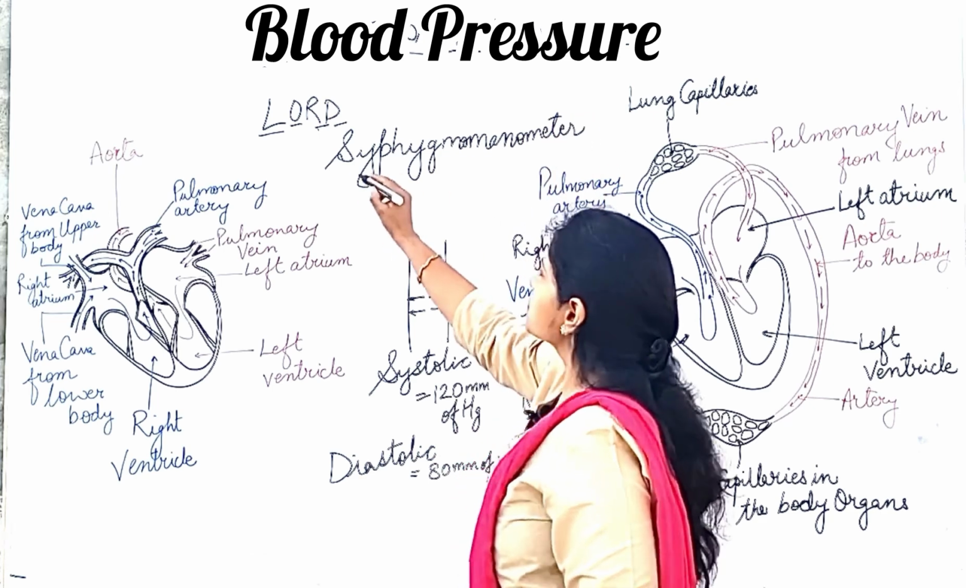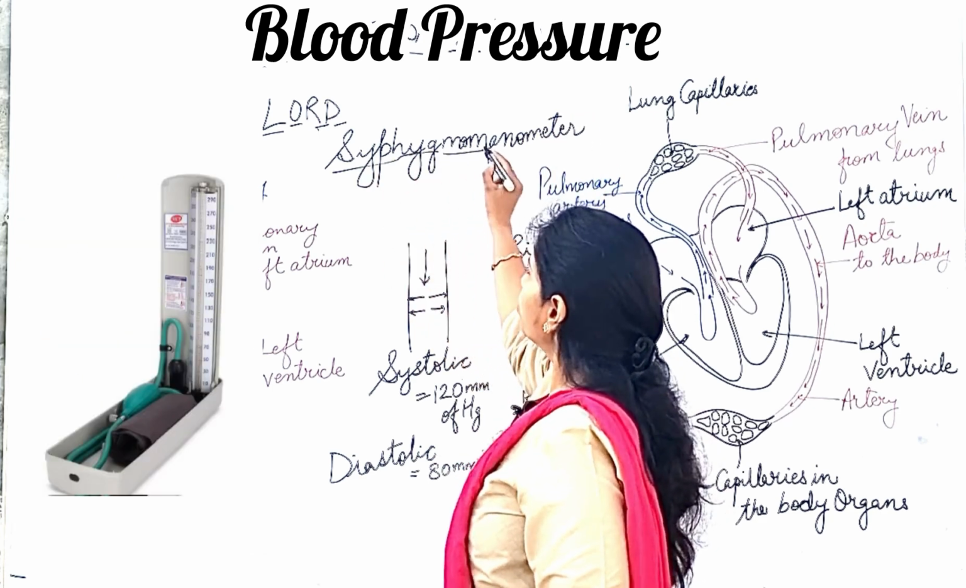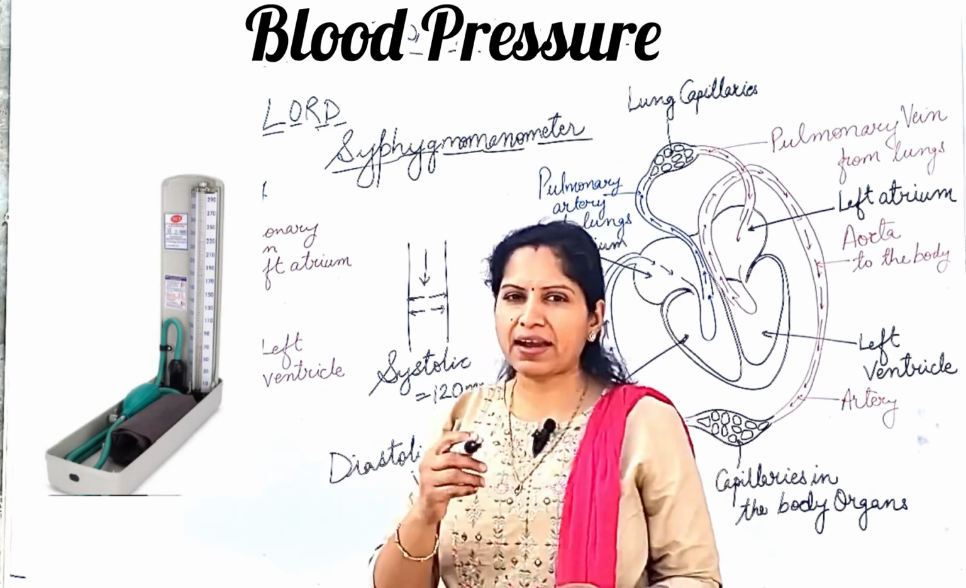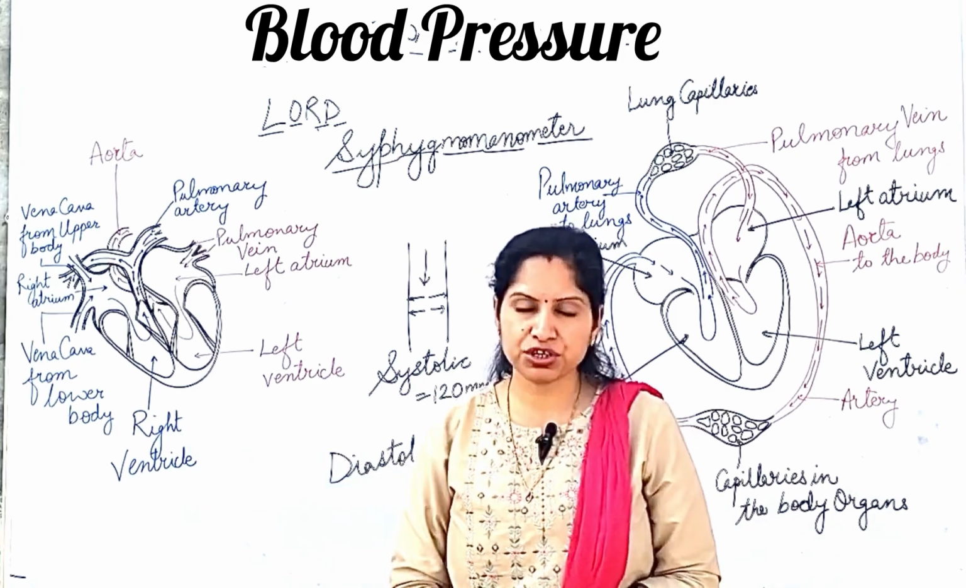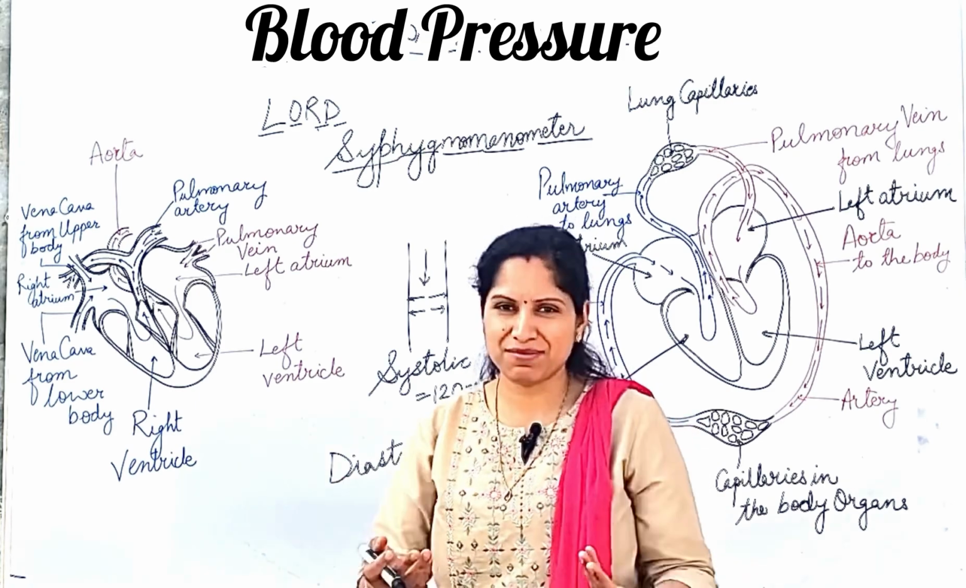Sphygmomanometer. By that you can break the spelling and learn that. So sphygmomanometer is an instrument that is used to measure the normal blood pressure or even the high blood pressure.